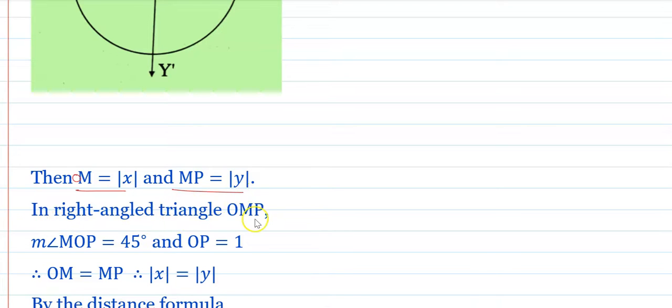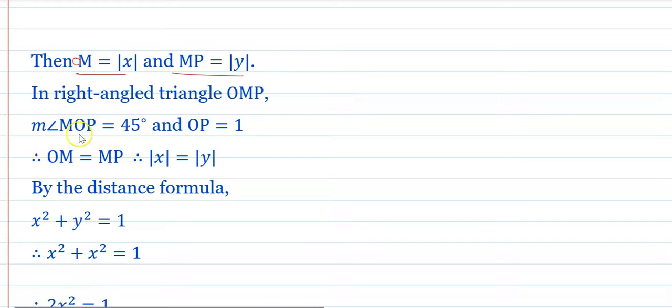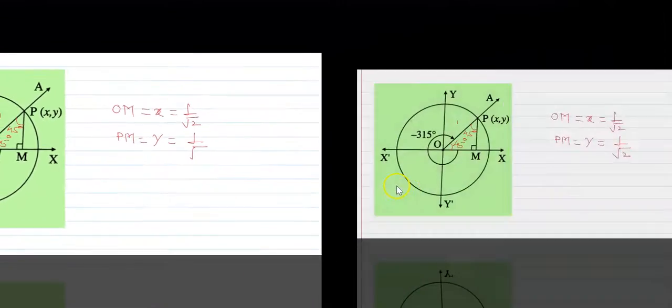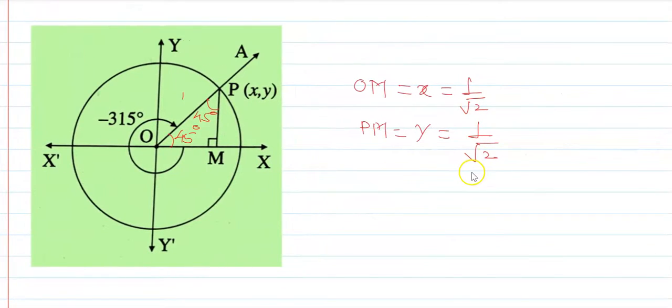Again, in right angle triangle OMP, as the measure of this angle is 315, this measure must be 45. And therefore this triangle is a 45, 45, 90 degree triangle. OM is equal to 1 by root 2 times the hypotenuse, that is x is equal to 1 upon root 2. PM is equal to 1 upon root 2 times the hypotenuse, y is equal to 1 upon root 2. And hence the coordinates of the point P are 1 by root 2 comma 1 by root 2.